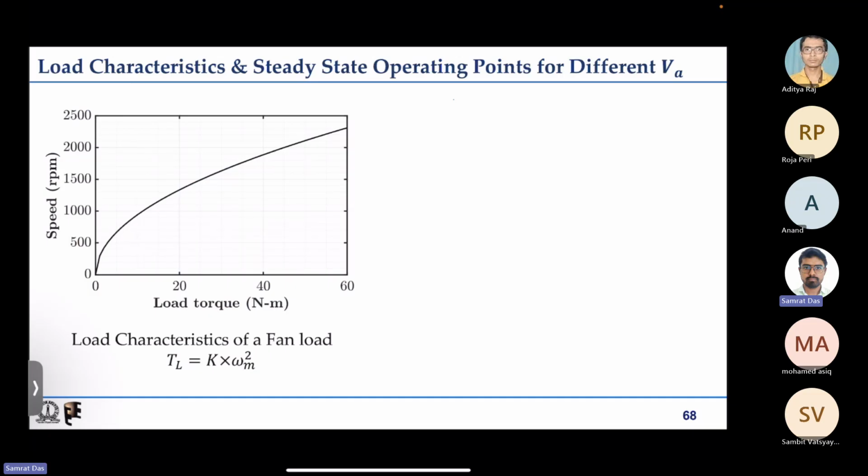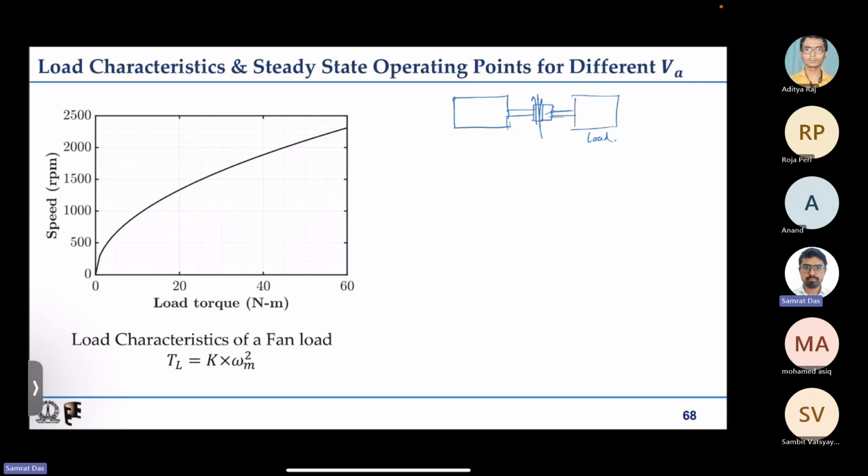A motor is always connected with some load, with some couplers. Just like the motor has torque speed characteristics of its own, similarly, the load will also have a torque speed characteristic of its own.